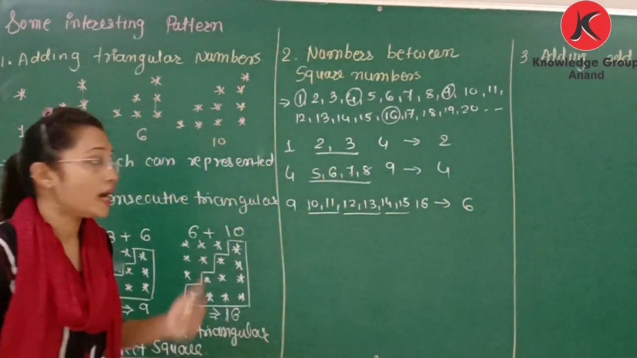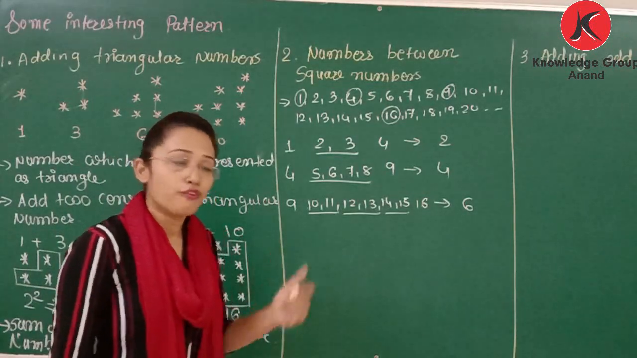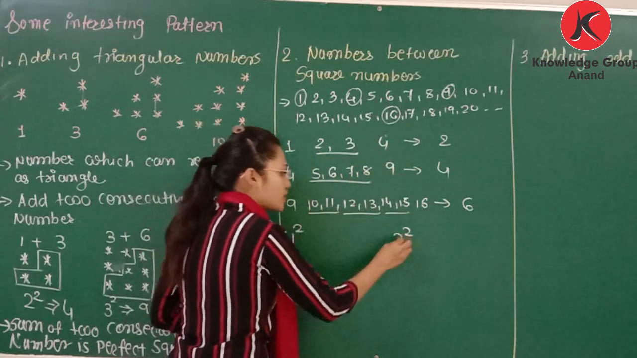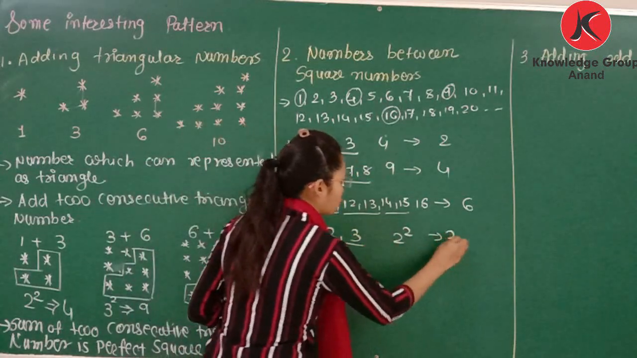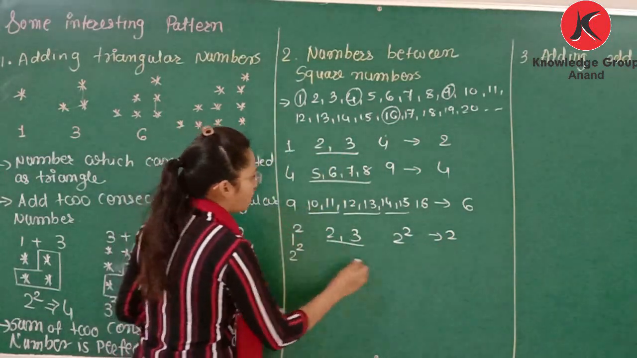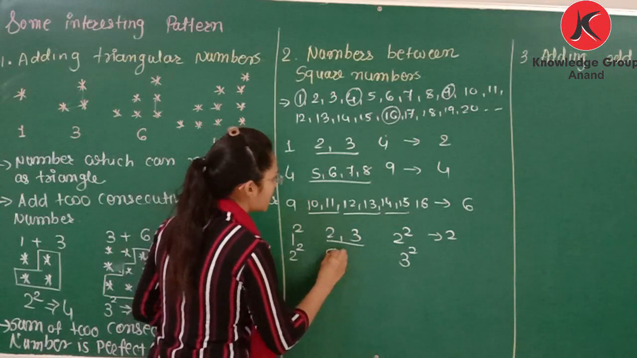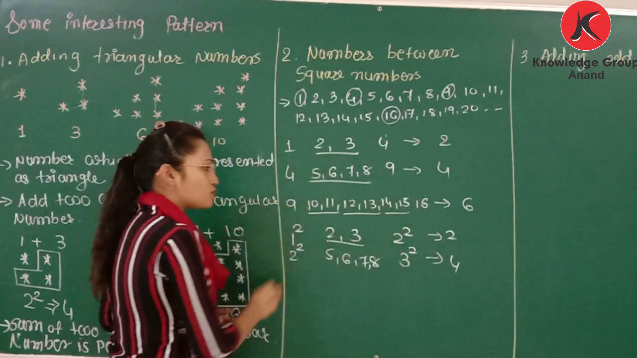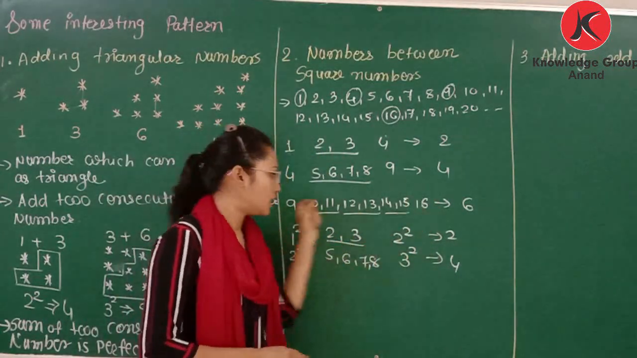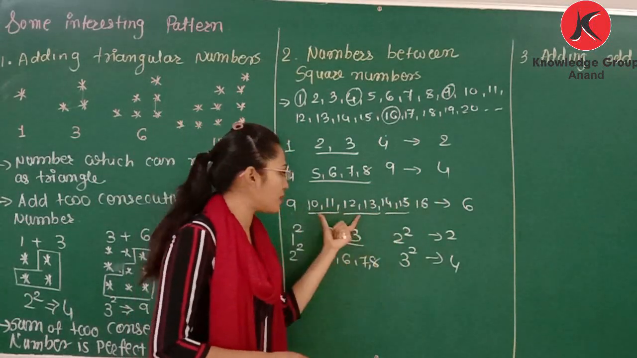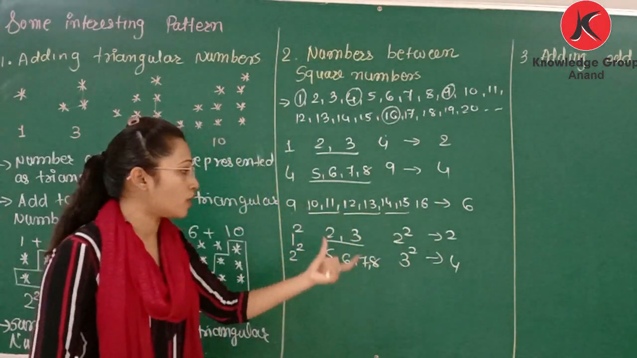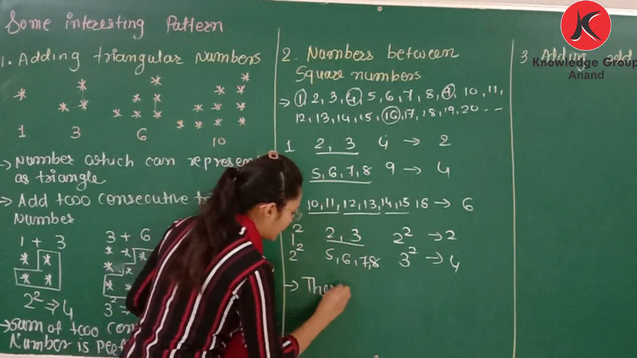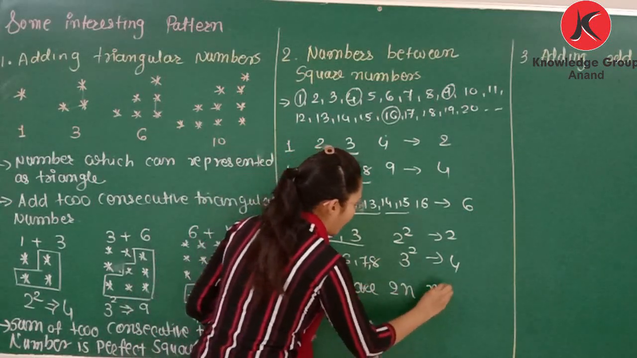So if you want to find how many numbers are between square numbers, for that you can write 1 is 1 square and 4 means 2 square. There are two numbers. 4 means 2 square and 9 means 3 square. So how many numbers? 5, 6, 7, 8. That is 4. 9 means 3 square and 16 means 4 square. Between 3 square and 4 square, how many numbers? 6.